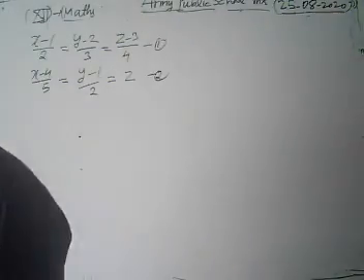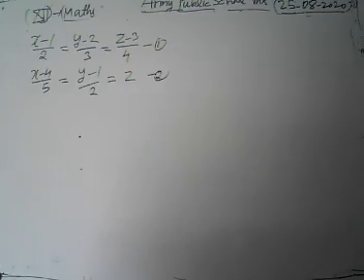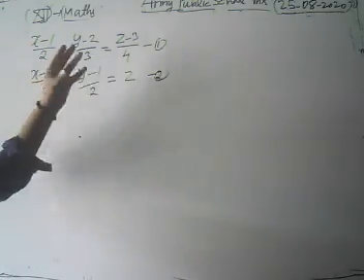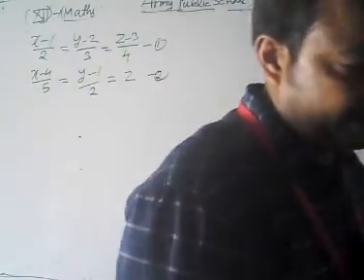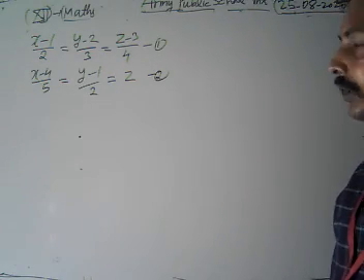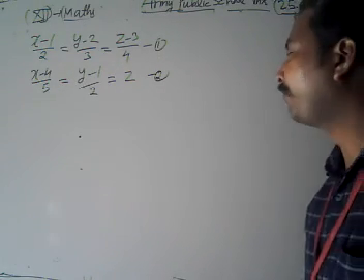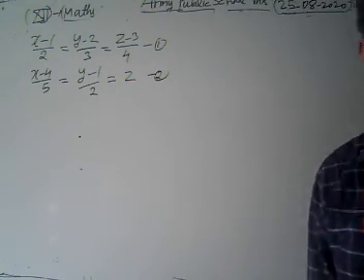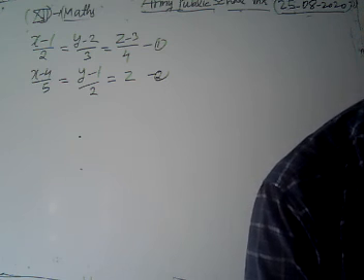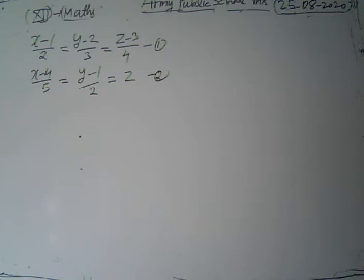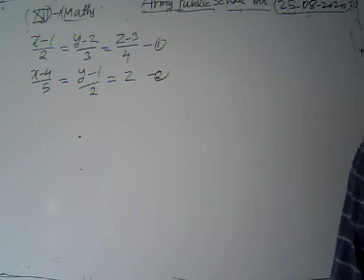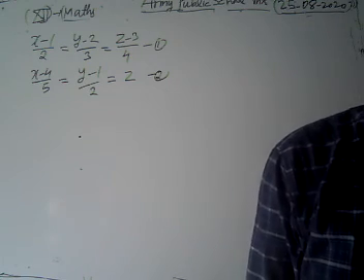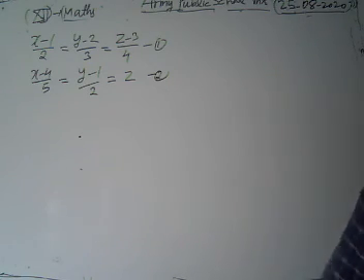So we have two lines here: (x minus 1) by 2 equal to (y minus 2) by 3 equal to (z minus 3) by 4, and the second line (x minus 4) by 5 equal to (y minus 1) by 2 equal to z. Now we have to show that these lines intersect and find their point of intersection.